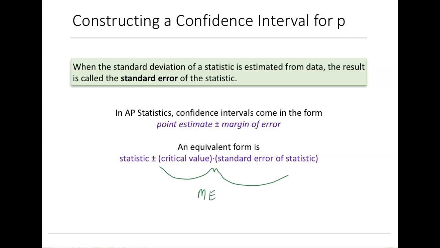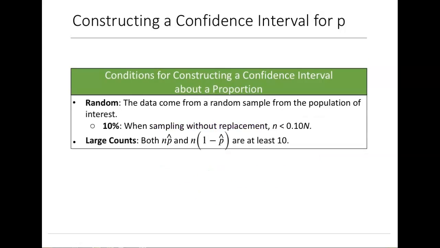Your critical value, which is how many standard deviations do you want to go, and you multiply that by the standard error of your statistic. And again, that's in this actual phrasing is in your formula packet. All right, that's just a summary about the three conditions we need to check: random, 10%, large counts.